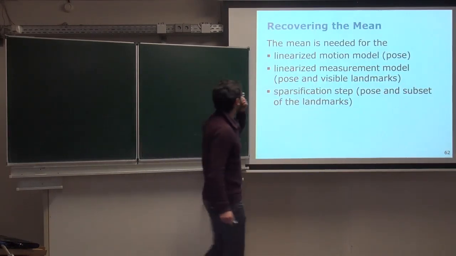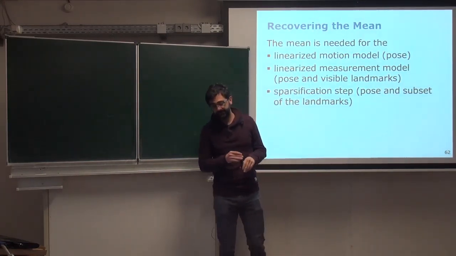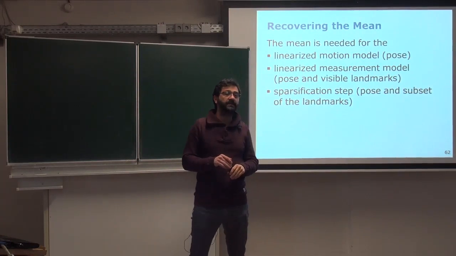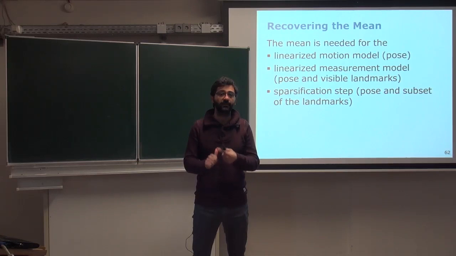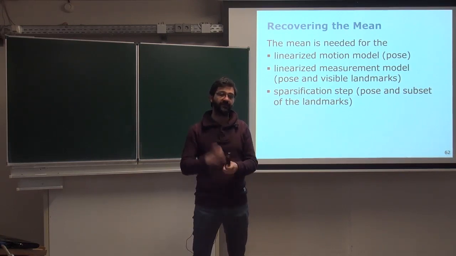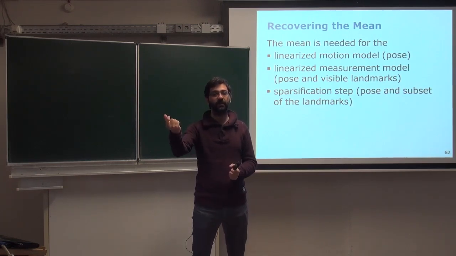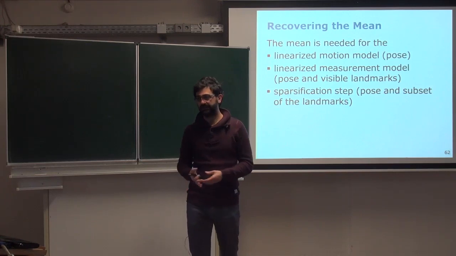So what we need to do is, as we said, recover the mean. And we need it because the mean is useful for linearizing both the motion model and the observation model, because these Jacobians need to be evaluated at a certain point, and to have the effect of nonlinearity quite limited, we always evaluate them at the current mean of the state vector. Okay, so normally we don't have the mean, so we need to recover that.